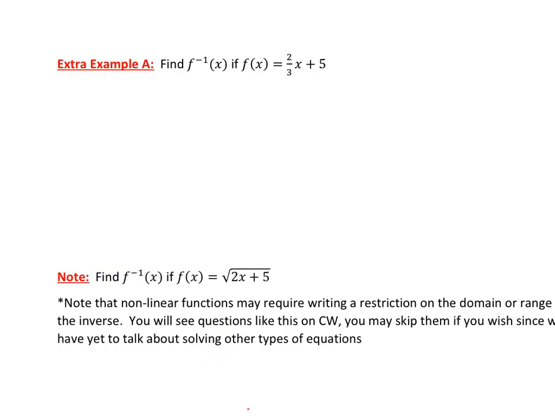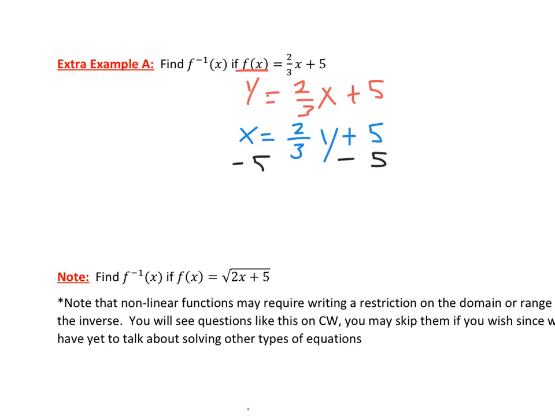So we'll go over the extra example here. As we go through it, again, this is y equals. So it's really y equals 2 over 3 x plus 5. The first step in finding the inverse is to switch x and y, so we'll have x equals 2 over 3 y plus 5. Now we'll just start solving for y. So subtract 5, subtract 5. So we get x minus 5 equals 2/3 y.